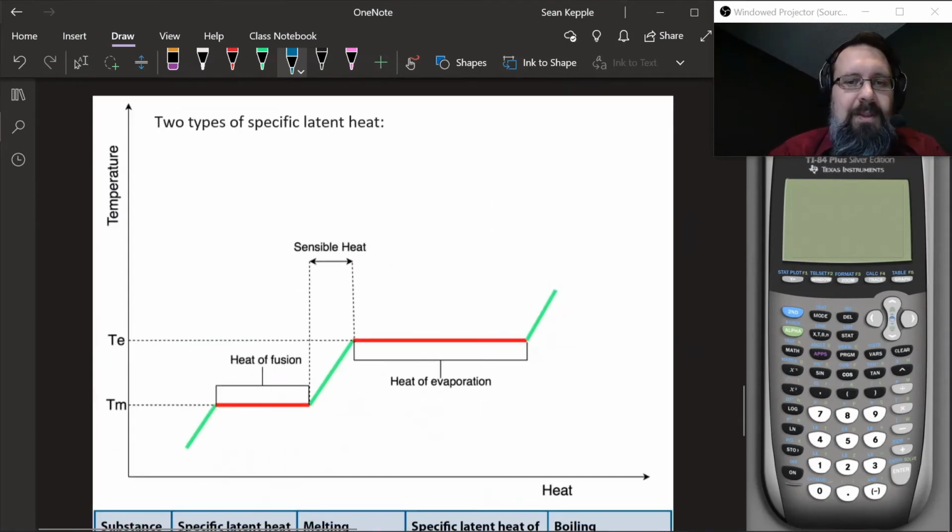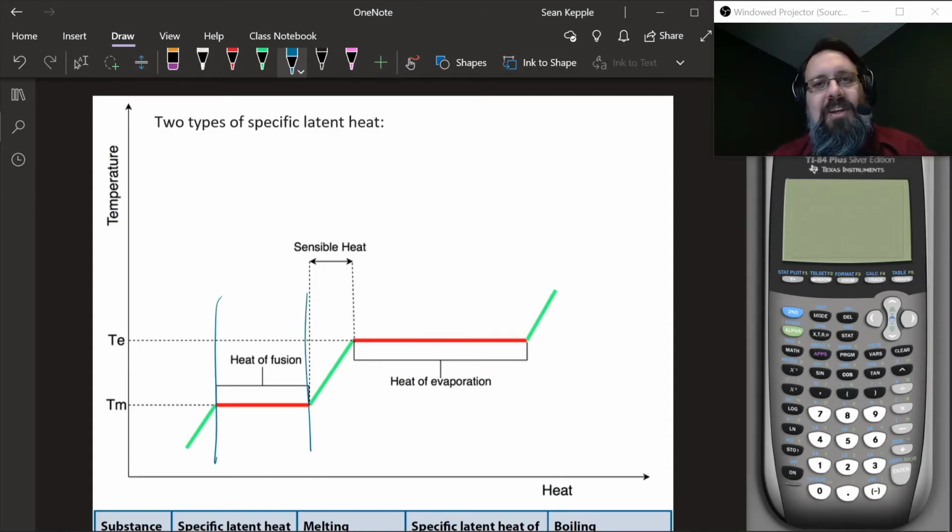So here's the thing: there are actually different latent heats. You'll notice that down here, for melting and freezing, you're going to have a much lower latent heat than you will for vaporizing. It's going to be a lot harder to vaporize, or I should say, it's going to take more energy to vaporize than it is to melt. And so that's why there actually end up being two types of specific latent heat.